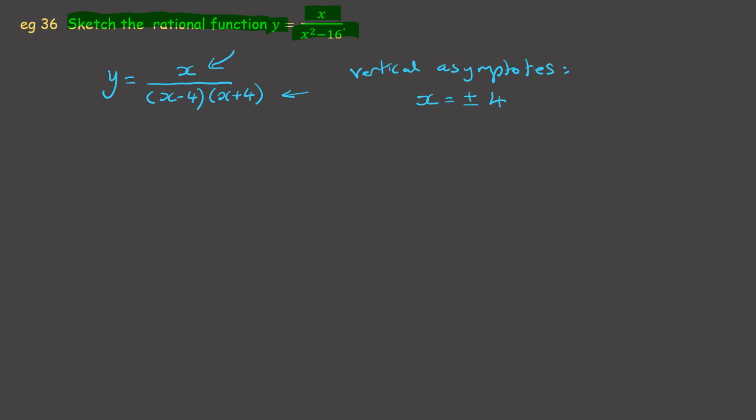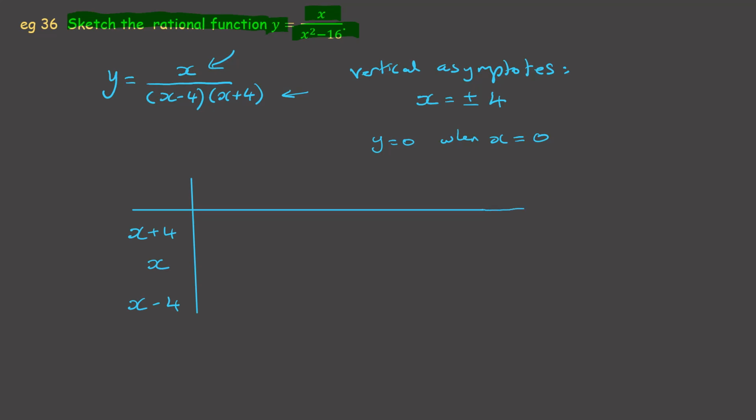The top tells me that y is equal to 0 when x is equal to 0. So we've got ourselves a point on the graph. Now sometimes what I like to do with these ones is make myself up a little table and think of the functions that make up this function. We have x plus 4 in the denominator there. We have x in the numerator. We have x minus 4. I've deliberately put them in that order, and you'll see why in a second.